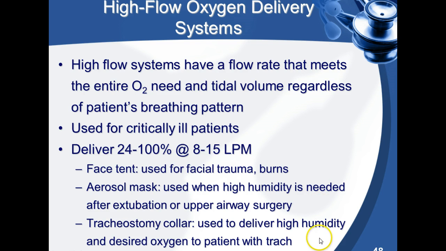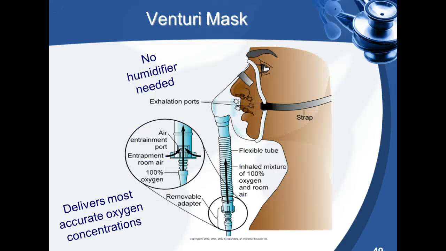A face tent is used for facial trauma or burns, aerosol after extubation or upper airway surgery, or trach when a person needs that trach for whatever reason. Maybe they had an allergic reaction and had to get a trach because their respiratory passages closed down. I mean, there could be a number of reasons, cancer or something like that.